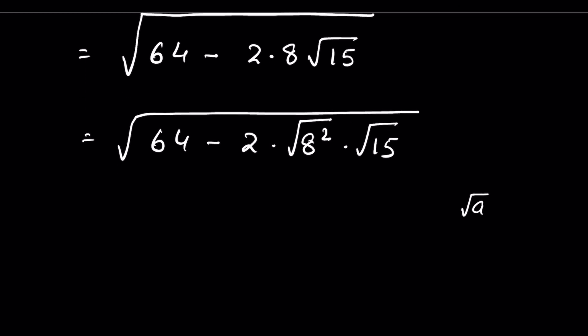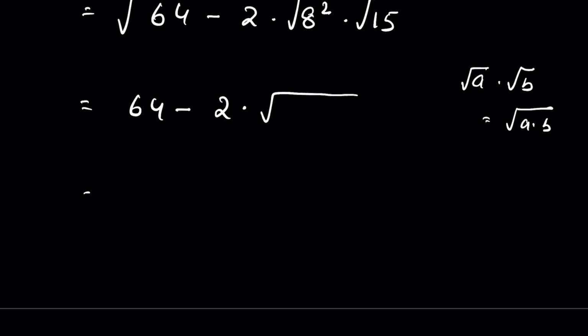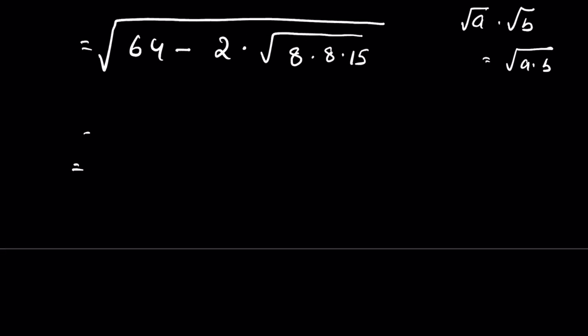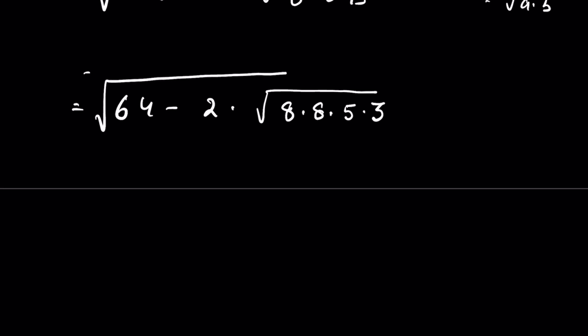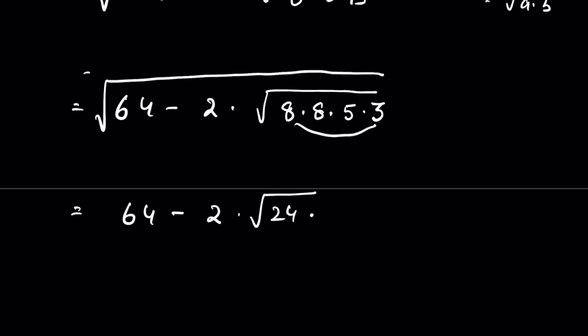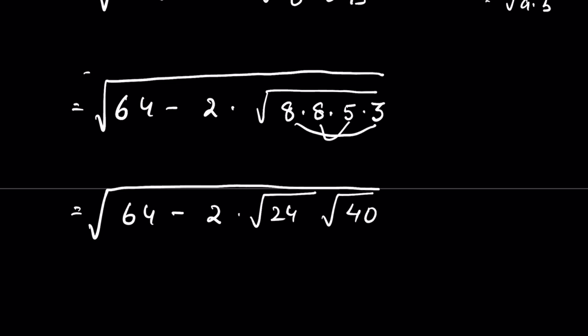Now when square root of a times square root of b, we can write it as square root of a times b. So 64 minus 2 times 8 times 8 times 15, all under square root. Or 64 minus 2 times 8 times 8, and 15 we can write as 5 times 3. Or 64 minus 2 times, we can write 8 times 3 is 24, then times 8 times 5 is 40, so times square root of 40, under square root.